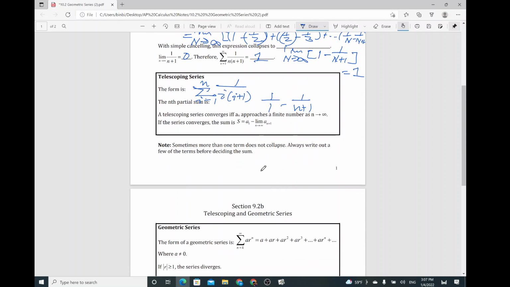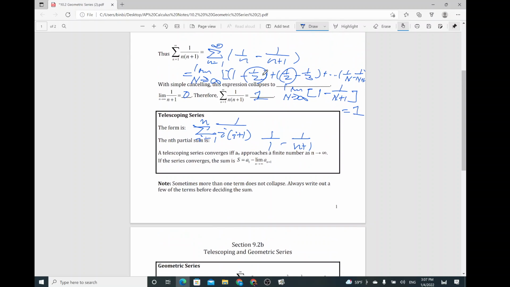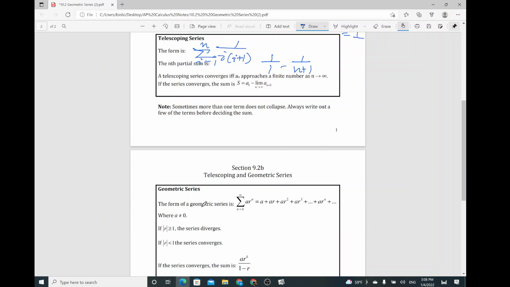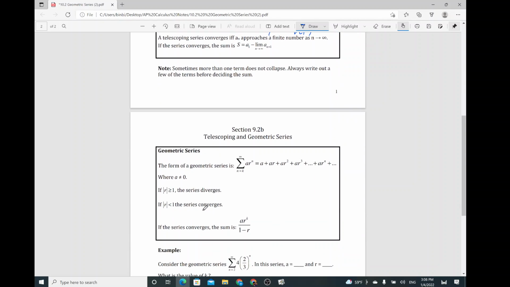So sometimes more than one term does not collapse. If more than one term does not collapse, that means you want to expand out more terms. So just write out a few terms before deciding which term you can rearrange so you can cancel them out. So here's the continuation of this section.